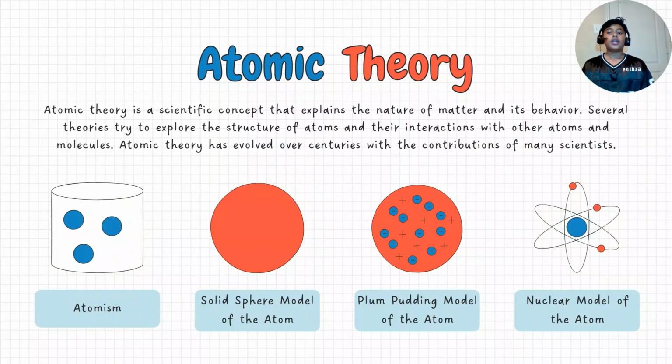Atomic theory. Atomic theory is a scientific concept that explains the nature of matter and its behavior. Several theories try to explore the structure of atoms and their interactions with other atoms and molecules. Atomic theory has evolved over centuries with the contributions of many scientists. So we have 4 different models that we're going to explore: atomism, solid sphere model of the atom, plum pudding model of the atom, and finally the nuclear model.